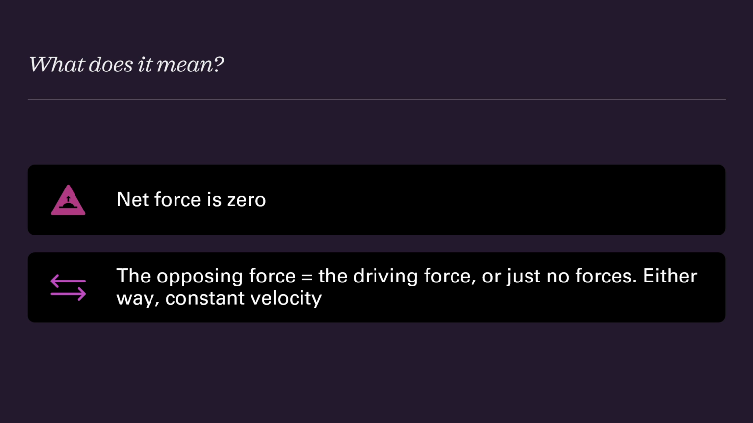So what does it mean? The net force is 0 because technically there are no forces on it after the force is applied initially. There's nothing pushing it in the positive x direction, and there's a slight force in the negative x direction. But either way, this lab is simulating constant velocity.